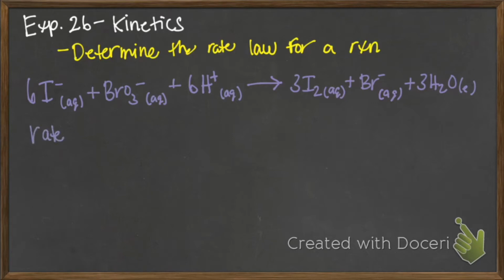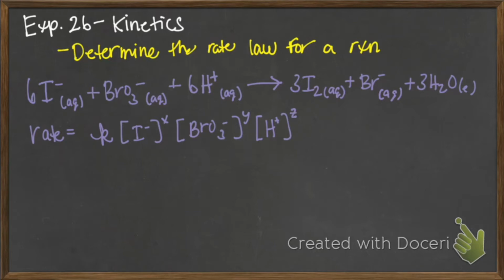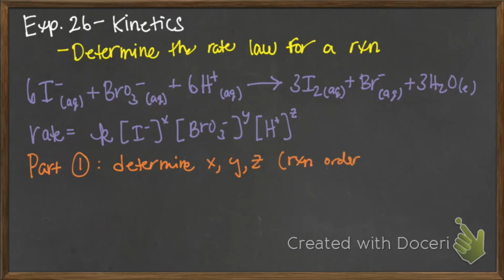So we can write the rate law for this reaction as rate equals k, the rate constant, times the concentration of I- to the x, concentration of BrO3- to the y, and concentration of H+ to the z power. So in part 1, we will run a series of trials in order to determine x, y, and z, which are the reaction orders for each of those reactants. So part 1, determine x, y, and z, the reaction orders for our rate law.